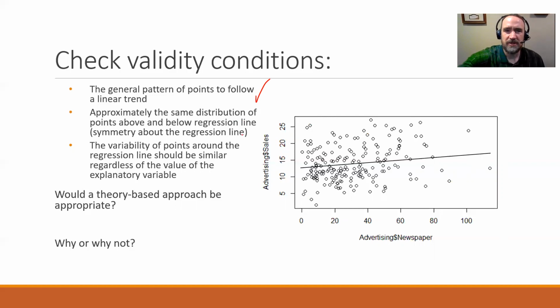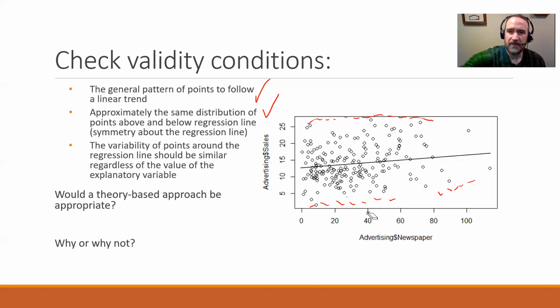Do I have approximately the same distribution of points above and below? Got a big group of points here, mirrored by a big group of points there. So that seems to be okay as well. Do I have the variability being similar regardless of the value of the explanatory variable? In other words, as I travel along the line here, is this spread relatively consistent? And through almost all of the data, it has a pretty consistent spread. We see a little bit of narrowing here, but these two are more outliers. Pretty much the bulk of data we see the consistent spread all the way through.